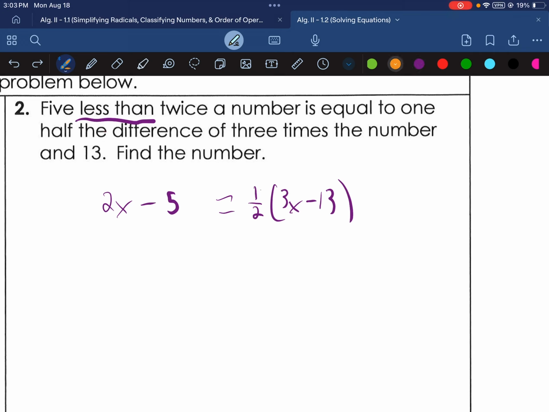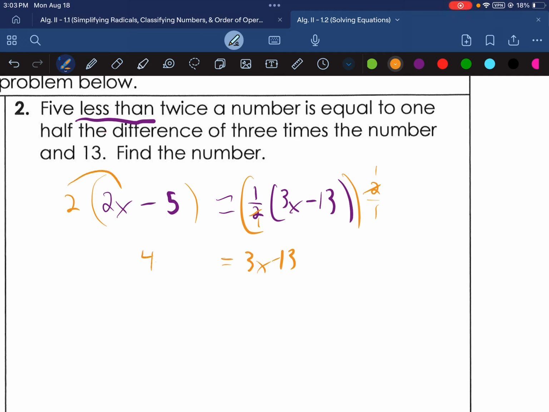Now we have our equation. So I could either distribute this 1/2, or I can multiply both sides by 2. I'm going to prefer not to deal with fractions by distributing 1/2, and instead multiply by 2 over 1 to the entirety of both sides. So 2 and 2 reduce, and on the left side we get 3x minus 13.